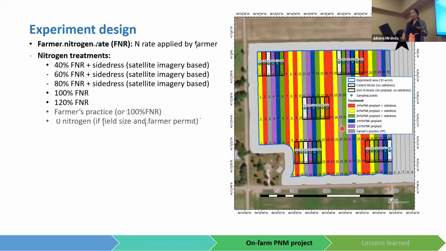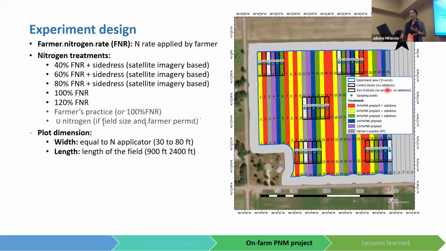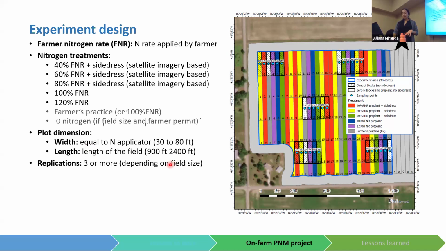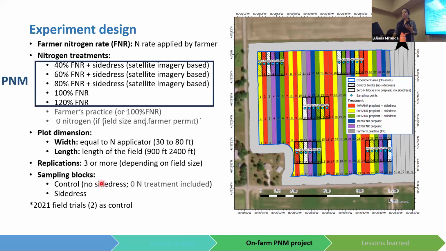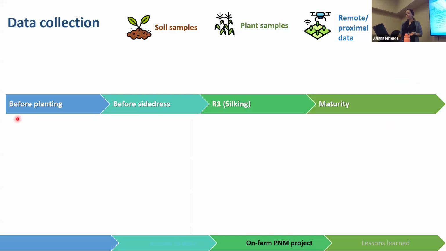So this is one trial in Marshall County. And the plot dimension would be equivalent to the nitrogen applicator of each farm. Then depending on the size of the field, we would have 3 or more replications. For today's presentation, I'm going to focus on comparing overall our strategy, the precision nitrogen management strategy, versus the farmer's practice.